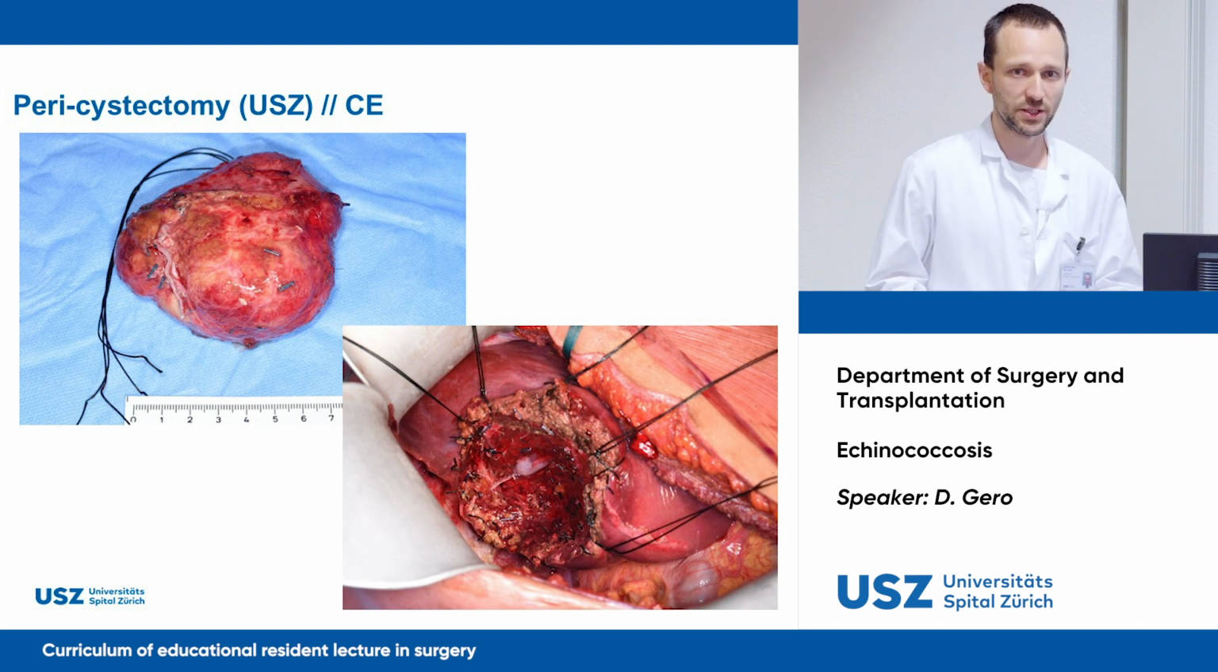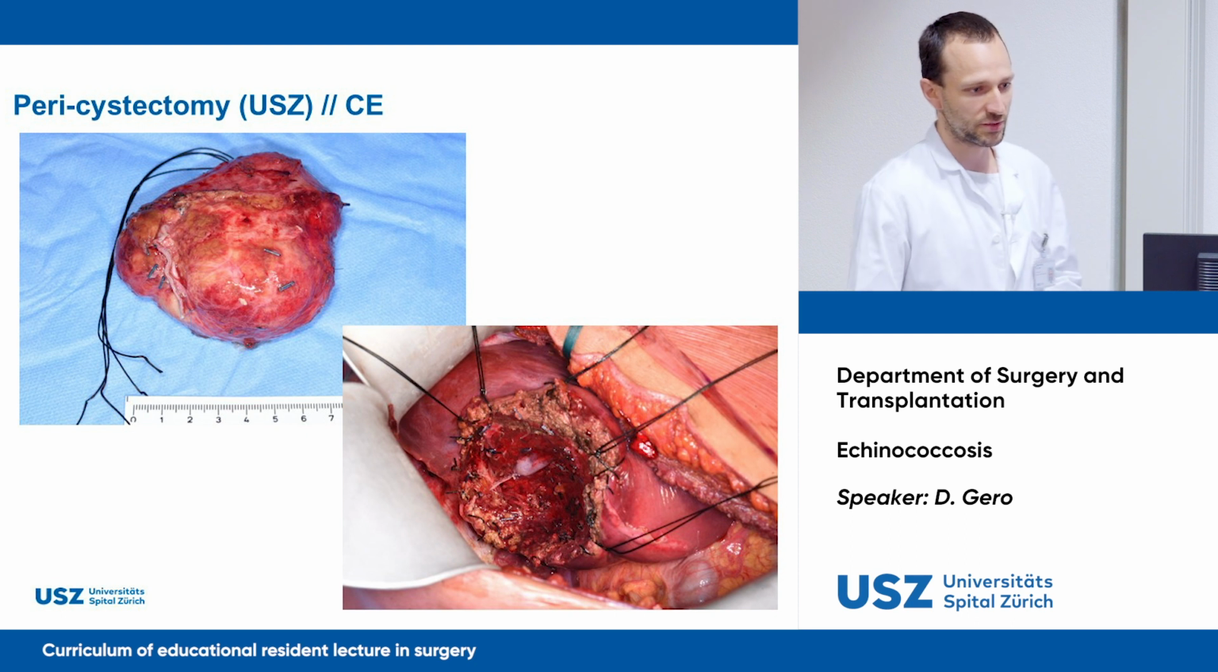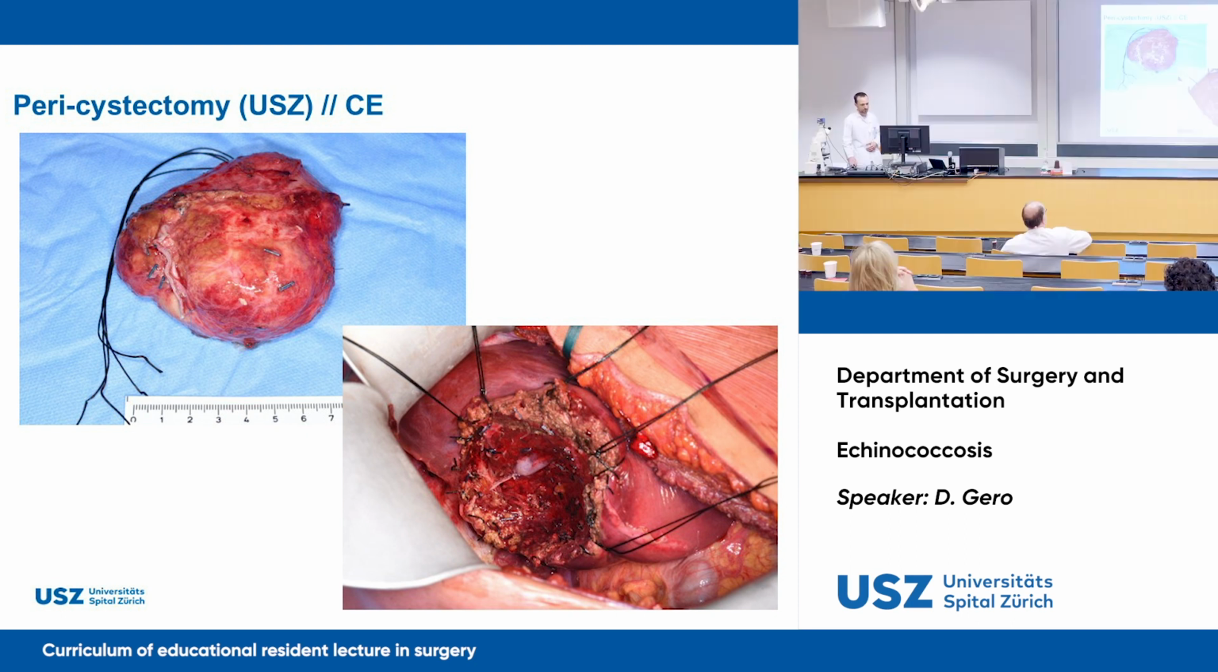Our preferred approach here at the USZ would be a pericystectomy, the removal in totality of the cystic lesion without opening it, leaving a resection surface like after a non-anatomic liver resection.